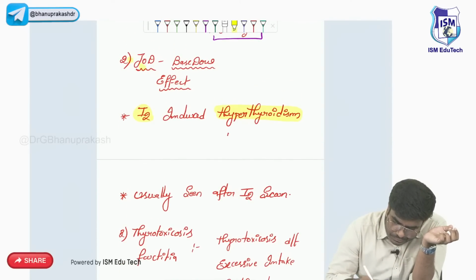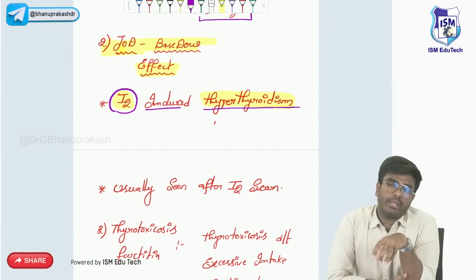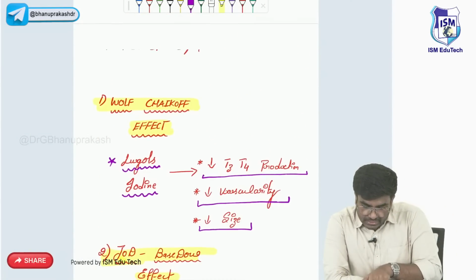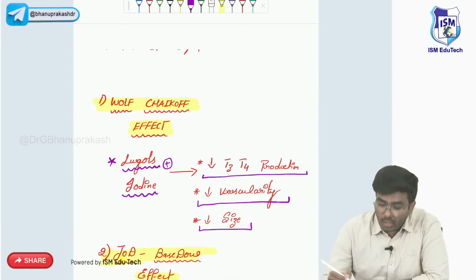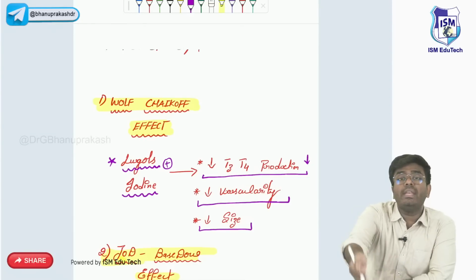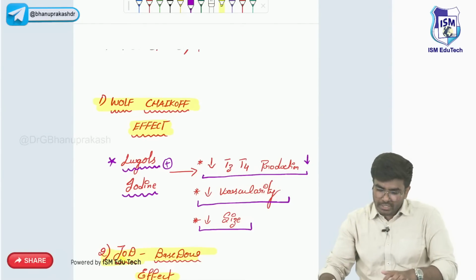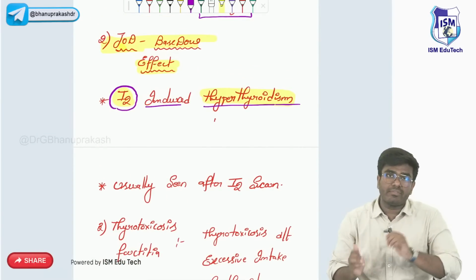What exactly is Jod-Basedow effect, sir? Jod-Basedow effect means, whenever you give radioactive iodine, okay, this is not Lugol's iodine. Iodine induced hyperthyroidism. In the previous condition, say here in Wolff-Chaikoff effect, what is happening? You are giving iodine. What is happening to T3 T4? Going down means hypothyroidism. So Lugol's iodine induced hypothyroidism. See, try to understand like this. Whenever you give Lugol's iodine, T3 T4 production is going down. That is Wolff-Chaikoff effect. Now, right now, what I am discussing is the Jod-Basedow effect.